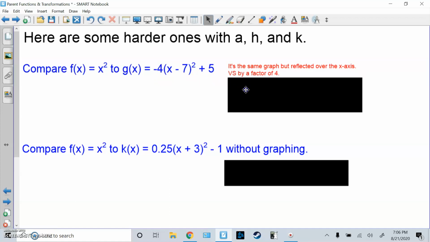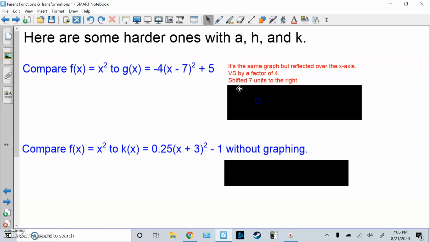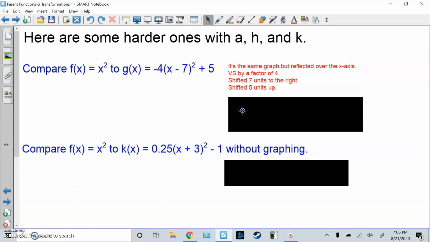By the way, whenever you say a stretch or compression, doesn't matter if it's horizontal or vertical, it's always by a positive number, never a negative. The negative is only for the reflection part. Inside this minus 7, that's h. I think opposite, so it's going to be right 7. And then outside is plus 5, so that's going to be up 5.